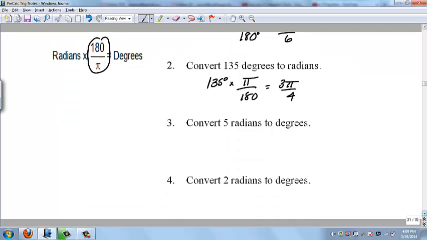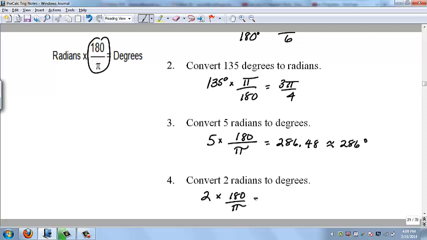Now, if I want to convert 5 radians to degrees, this is in radians, so I want to put radians on the bottom and the degrees on the top. And when you multiply that out, you're going to get a decimal because pi is a decimal. You're going to get 286.48, or roughly 286 degrees. 2 radians would be 180 over pi again. So when I multiply that, I get 114.59, or roughly 115 degrees.